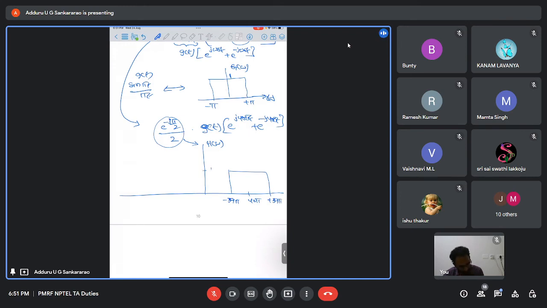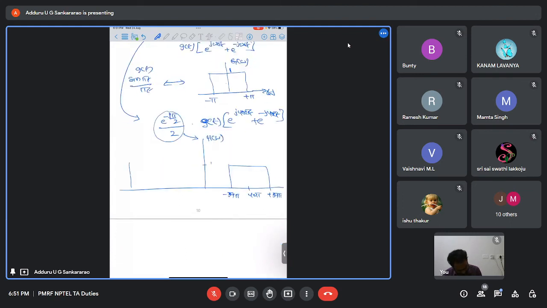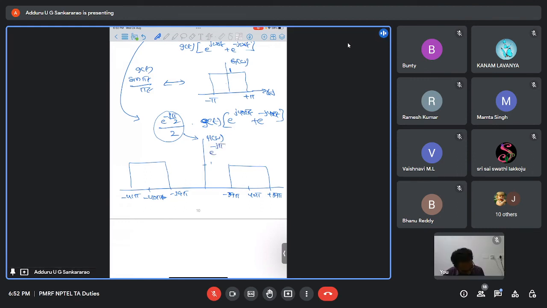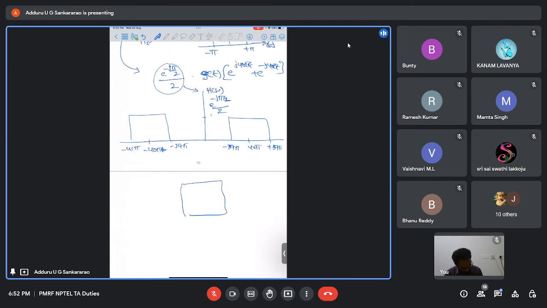Okay. Similarly, this is also shifted, because we multiply with e power j 40 pi t, a right shift, and e power minus j 40 pi t, a left shift. So minus 40 pi, minus 39 pi, minus 41 pi. So this is our H of omega, with e power minus j pi by 2. This is the phase and 1 by 2 is the scaling factor. This is our H of omega.